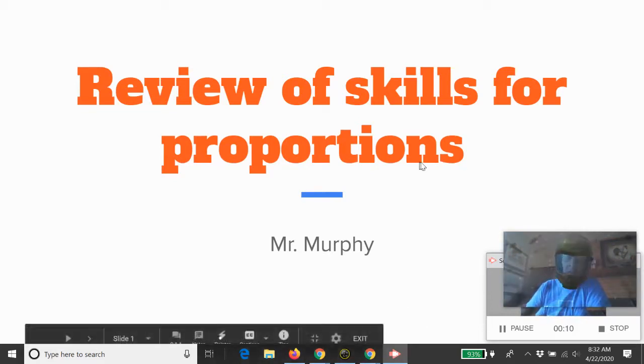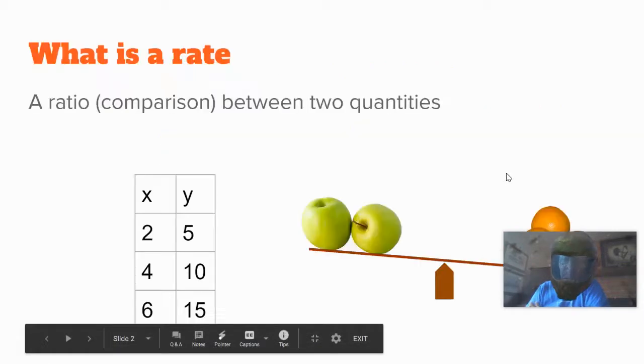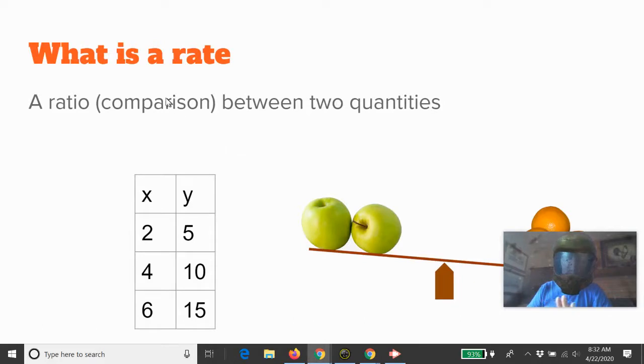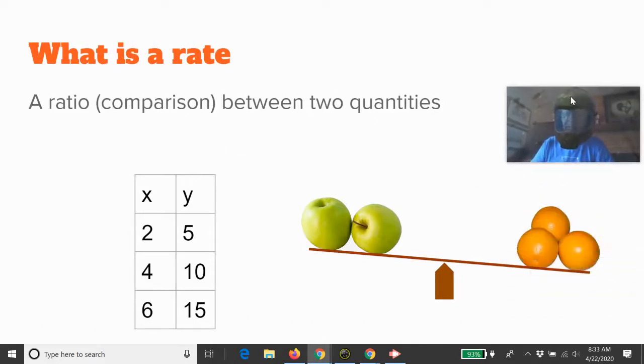So, review of skills for proportions. These are just the skills you need to have. So, start out first, we had a rate, which you learned in like sixth grade. A rate is a ratio or a comparison between two quantities.